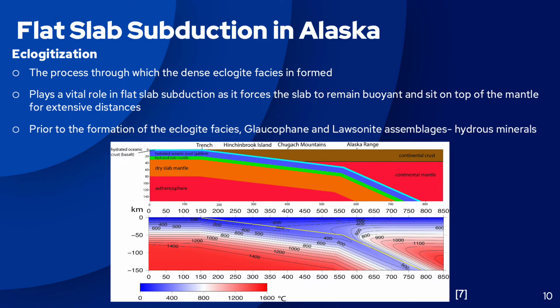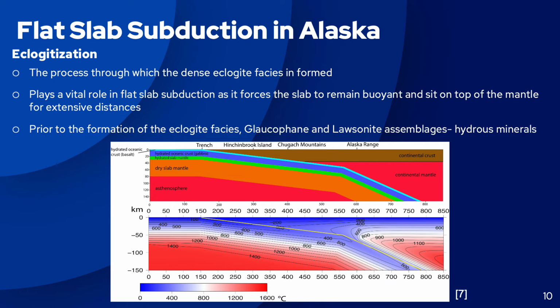Associated with flat slab subduction is a cold thermal regime, which means that hydrous minerals, such as those a part of the blueschist facies, remain stable for much longer. So, colder conditions favor hydrous mineral phases, which are typically less dense than anhydrous mineral phases like that of the eclogite facies.